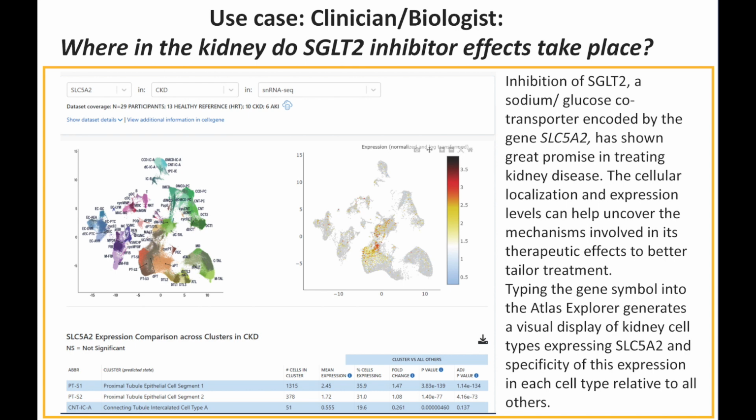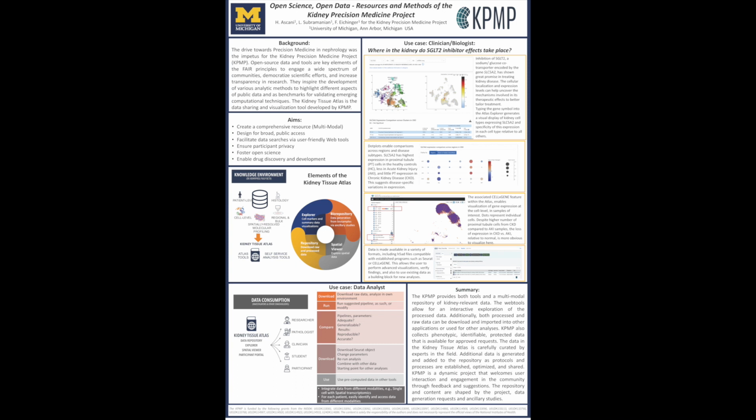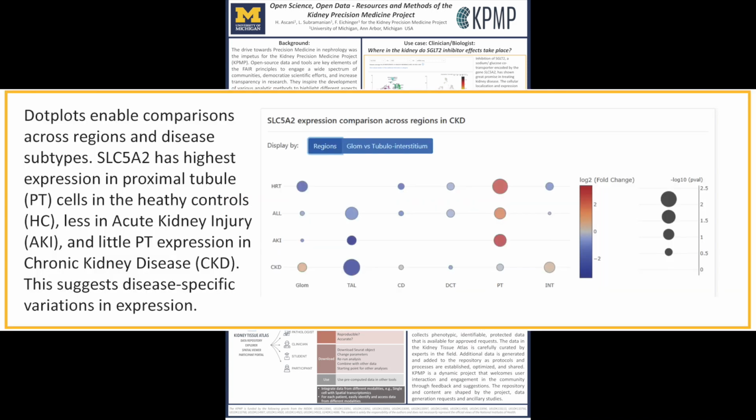Typing the gene symbol into the Atlas Explorer generates a visual display of kidney cell types expressing SLC5A2 and specificity of this expression in each cell type relative to all others, as you see on the left. Further, dot plots enable comparison across regions and disease subtypes. As you can see in the figure, SLC5A2 has the highest expression in proximal tubule cells in the healthy controls, less in acute kidney injury, and very little in chronic kidney disease. This suggests disease-specific variations in expression.